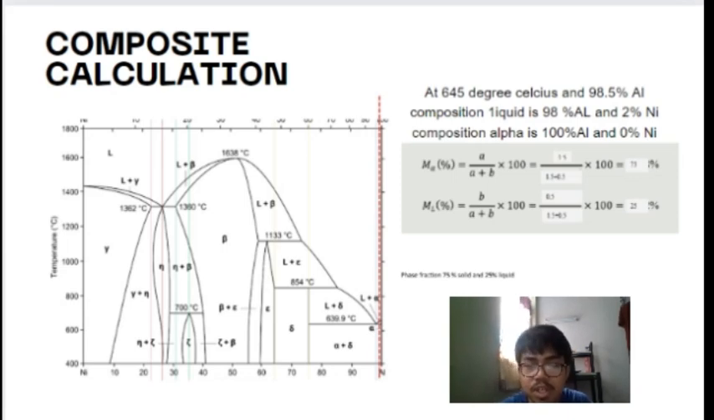For the composition calculation, at 645 degrees Celsius and 98.5% aluminium, we can see that the composition of liquid is 98% aluminium and 2% nickel, and the composition for alpha is 100% aluminium and 0% nickel. For the mass fraction, we can see it is 75% solid and 26% liquid.